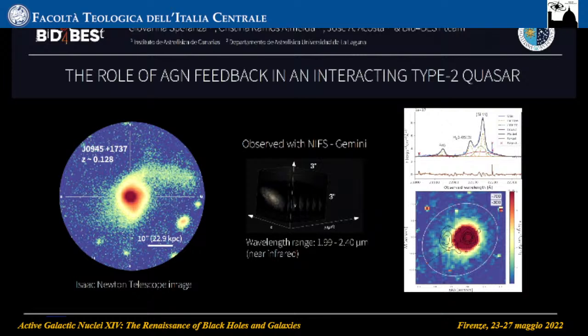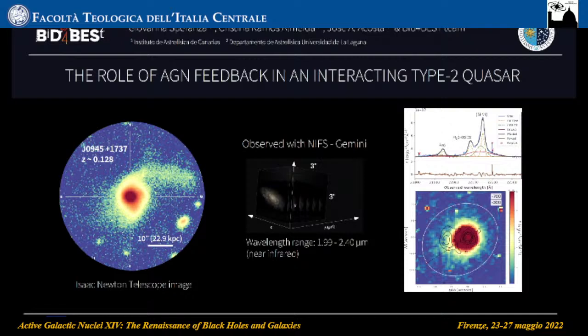But in my work, I focus on the central 3 arcseconds observed with NIFS, which provides us a data cube in the near-infrared band. On the right, you can see an example of the spectra where some of the emission lines of the entire range are shown. The advantage of using the near-infrared band is that we can perform a multi-phase study of the gas because molecular and ionized gas are observed simultaneously. In my work, fitting multiple Gaussian components to the spectra, I found that there is a very powerful ionized outflow in this source that is well aligned in the innermost part with the radio jet.